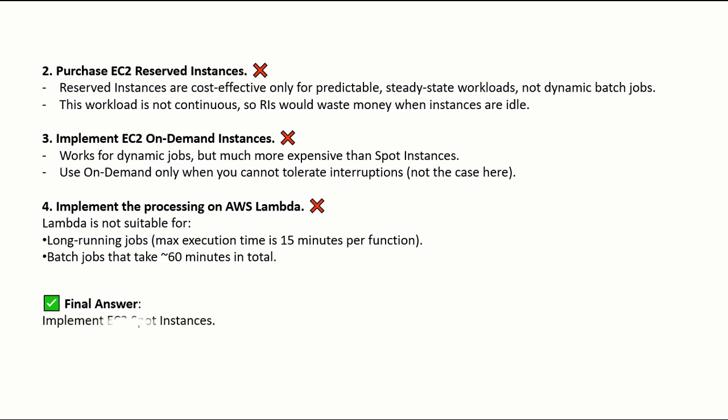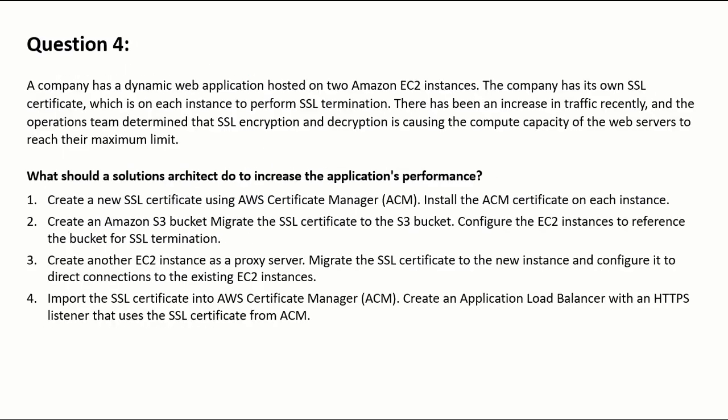So final answer, as I told, implement EC2 spot instance. So what does question 4 say? Question 4 says a company has a dynamic web application hosted on two Amazon EC2 instances. The company has its own SSL certificate, which is on each instance to perform SSL termination. There has been an increase in traffic recently, and the operations team determined that SSL encryption and decryption is causing the compute capacity of the web servers to reach their maximum limit. So, what should a solutions architect do to increase the application performance?